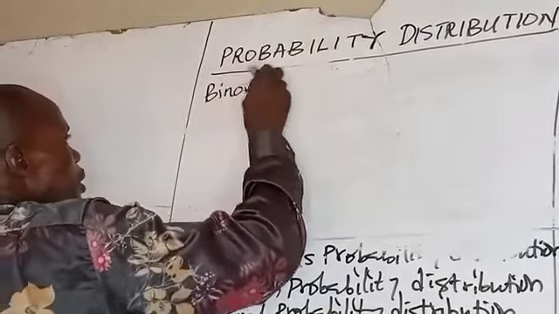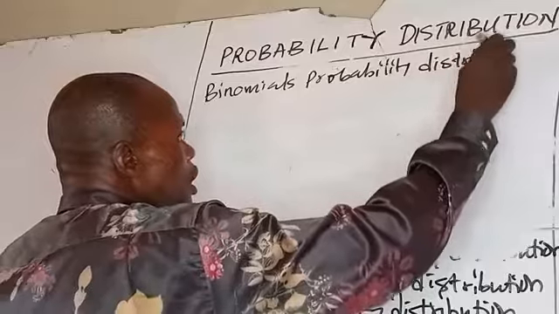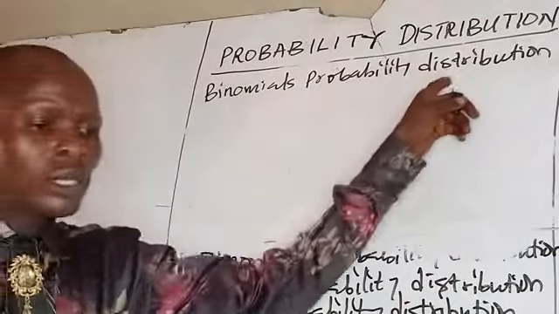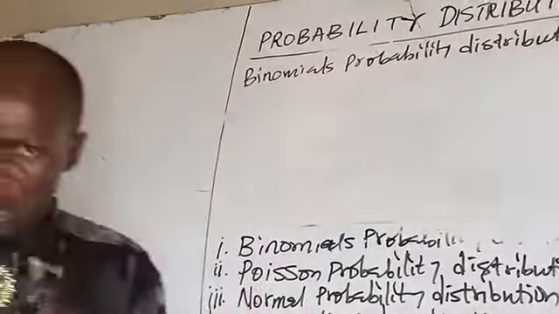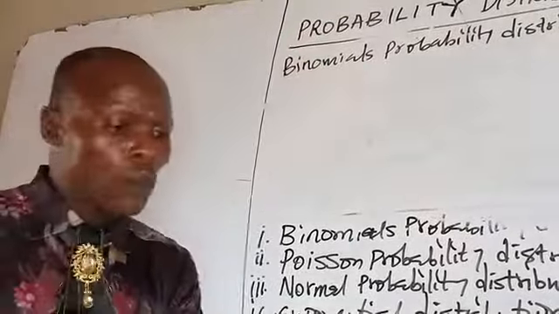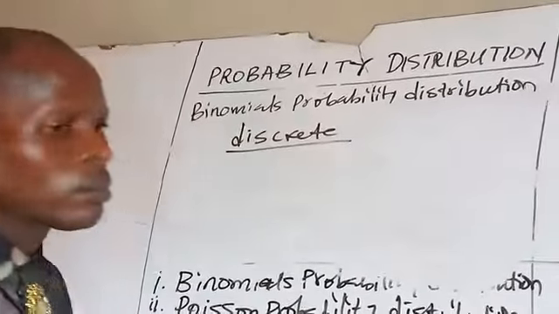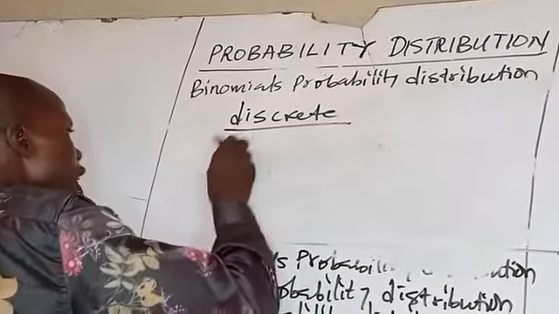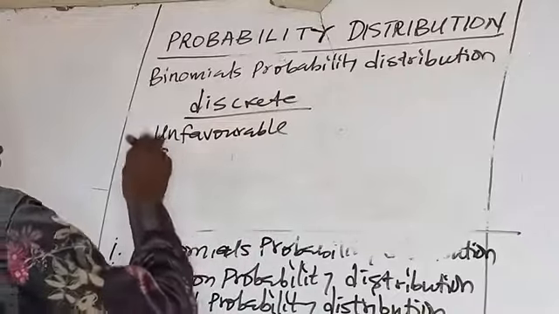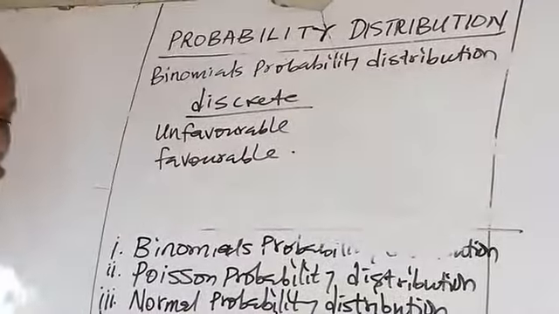Binomial probability distribution. Binomial probability distribution is a discrete probability distribution arising from a situation in which there are two possible outcomes, favorable and unfavorable. A discrete probability distribution which arises from two possible situations, in which one of the situations is unfavorable and the other is favorable.